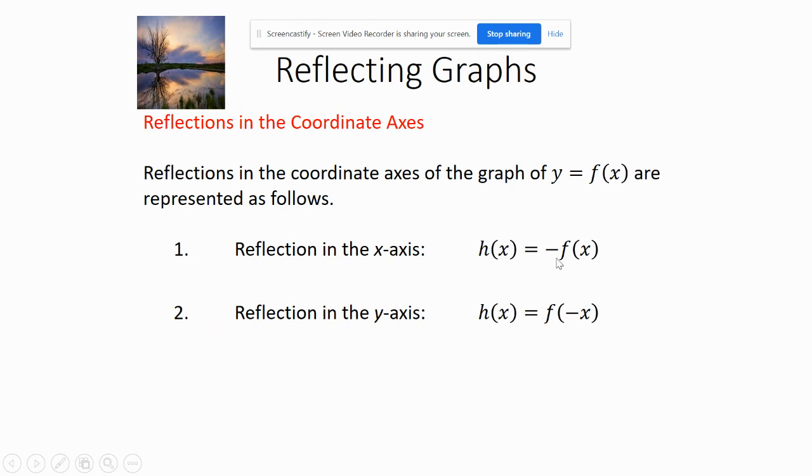Just know if there's a negative in front of the entire thing, or in front of the a value, your graph will go down and not up.